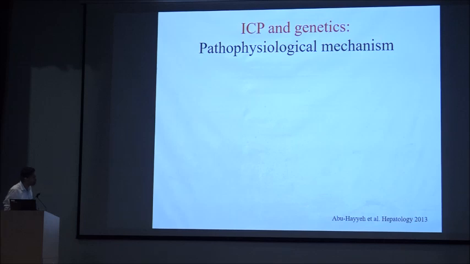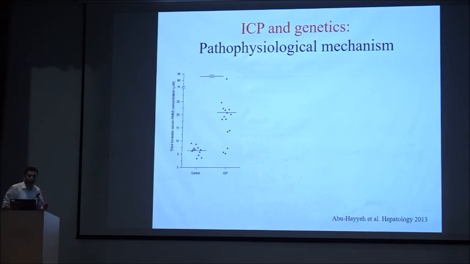Coming to ICP, which has been very well studied, the pathophysiological mechanism is very well shown by this Hepatology study. We showed that there are some females who develop ICP, some who do not. The females who develop ICP during their pregnancy have elevated levels of this progesterone metabolite, PM5S, during the later half of their pregnancy compared to controls. And this difference is not seen in the ladies who do not develop ICP during their pregnancy.